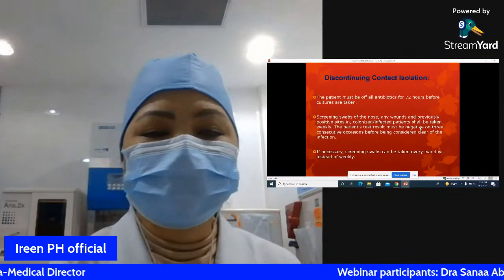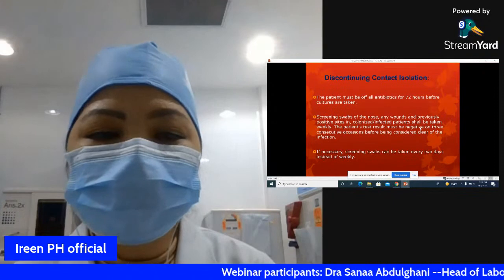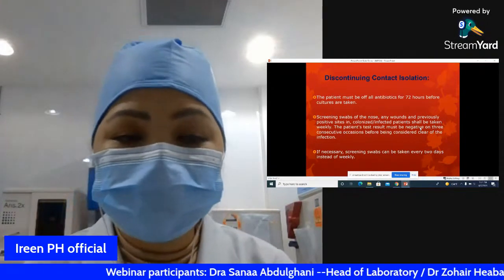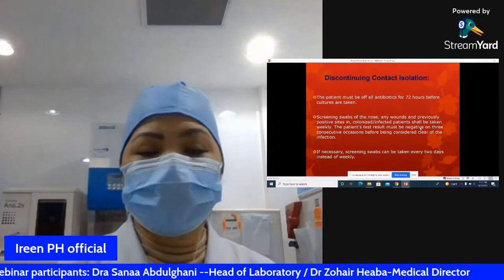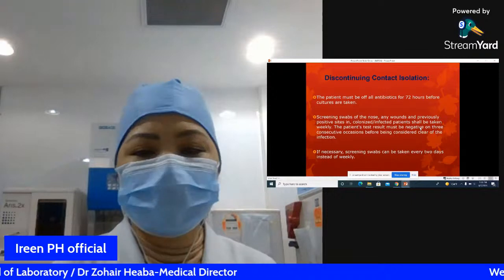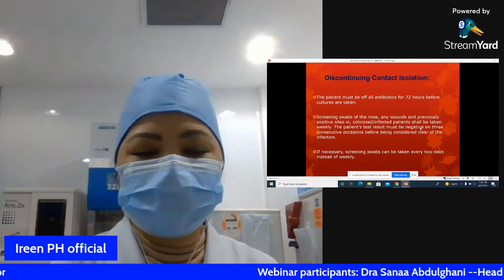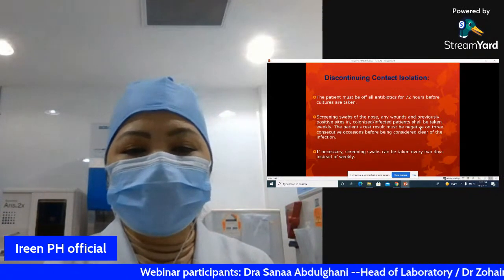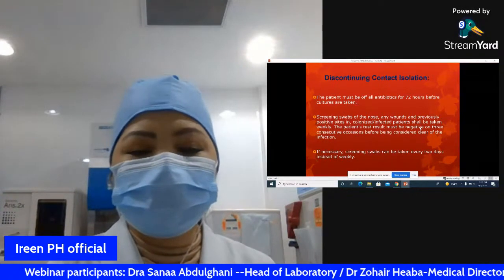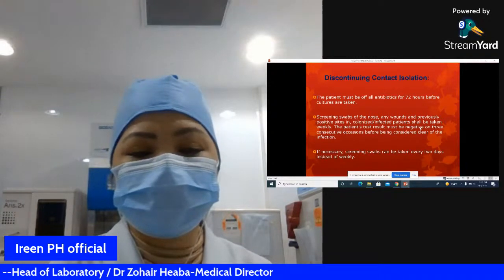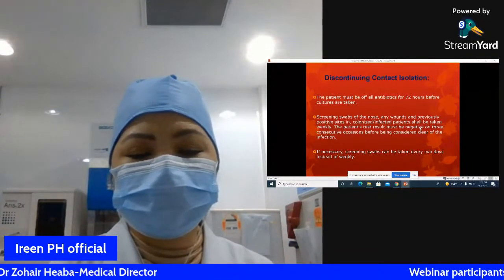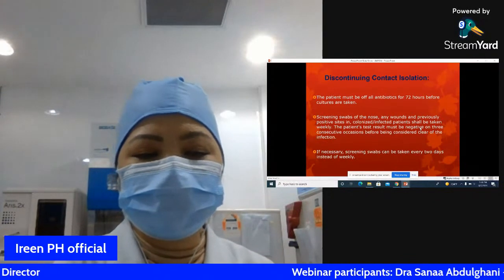This involves continuing contact observations. The patient must be off all antibiotics for 72 hours before cultures are taken. Screening swabs and previously positive sites in colonized or affected patients shall be taken. The patient's test result must be negative on 3 consecutive occasions before being considered clear of the infection. If necessary, screening swabs can be taken every 2 days instead of weekly.